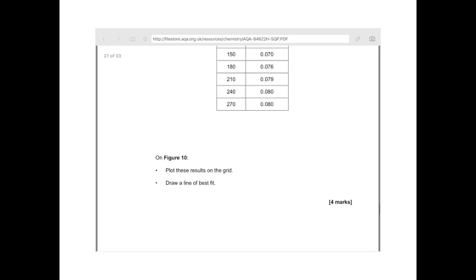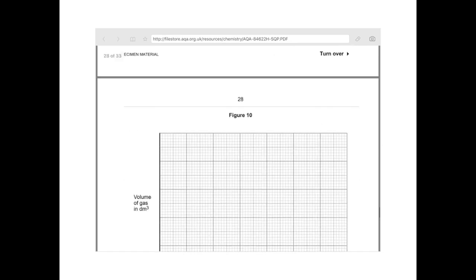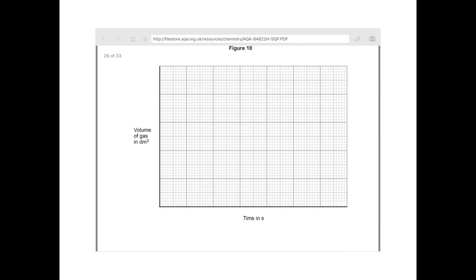On figure 10, plot these results on the grid, draw a line of best fit. So make sure you're occupying as much of the graph paper as possible. They've told us that time in seconds needs to go along the x-axis. So looking back at the numbers, I've got to plot a 0 here, and then to make sure it all fits, I'm going to go each little square will be 30. Oh look, I'm running out of space already.